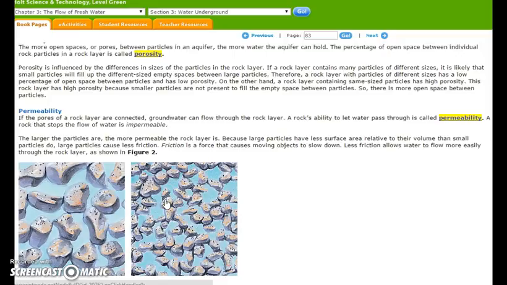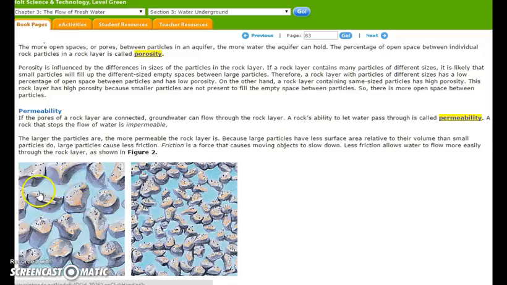Now, the two important vocab words here are porosity and permeability. Now, porosity is the percentage of open space between individual rock particles. That is to say, the more open space there is between the particles, see more open space here than here, that means the rock can hold more water. Obviously, the water will fill in the open spaces.